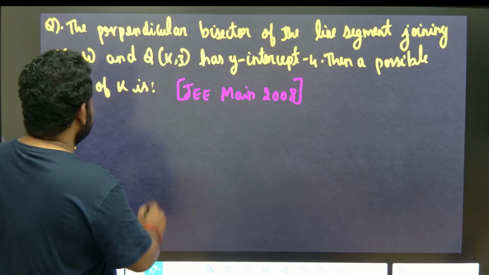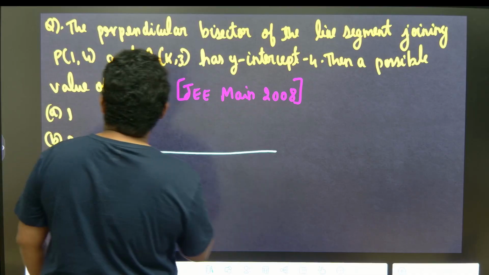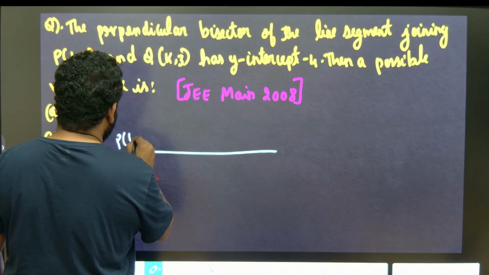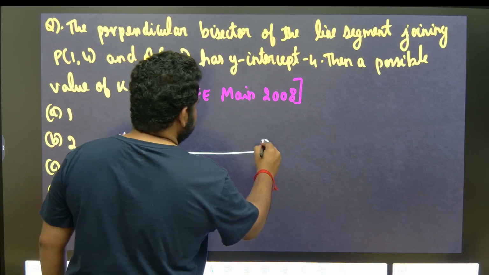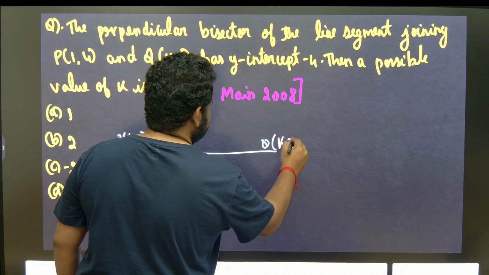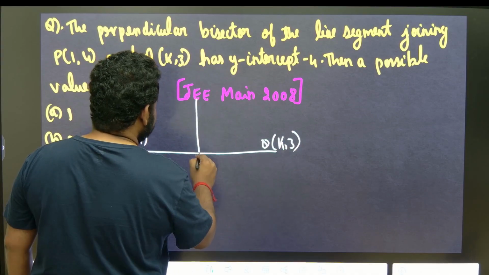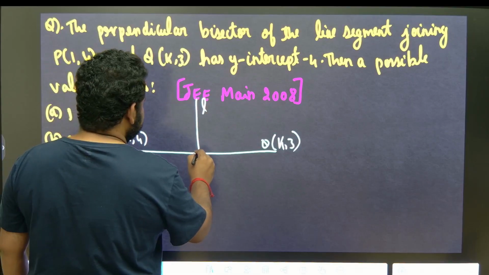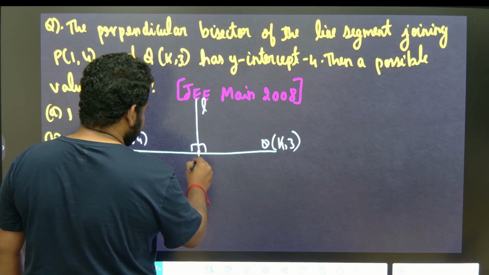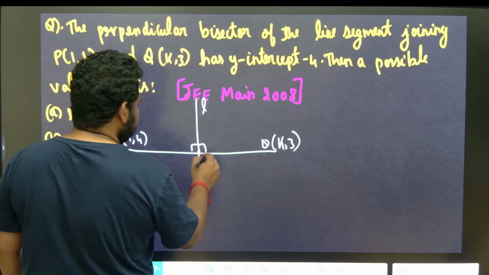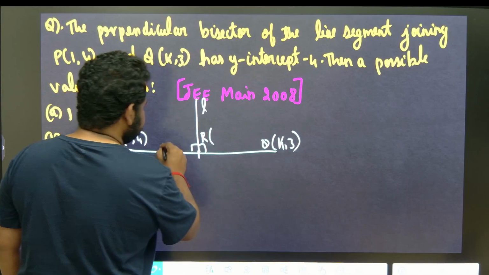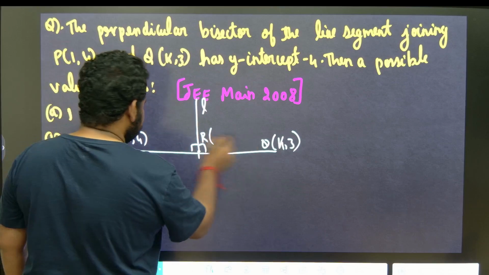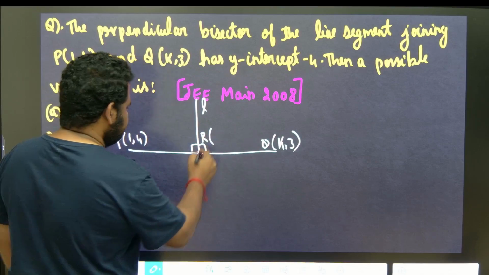Okay. So there is a line segment joining the points P(1, 4) and Q(K, 3). This is a perpendicular bisector. Let this line L be the perpendicular bisector. It is a bisector, that means it is at 90 degrees and it passes through the midpoint. Let this point be R. Since it is the midpoint, I can write the x-coordinate of R as K plus 1 by 2.